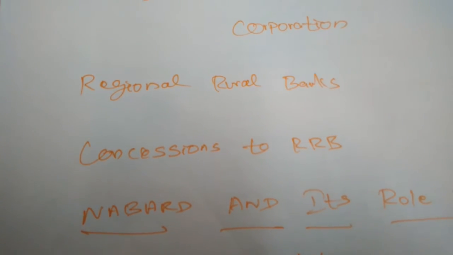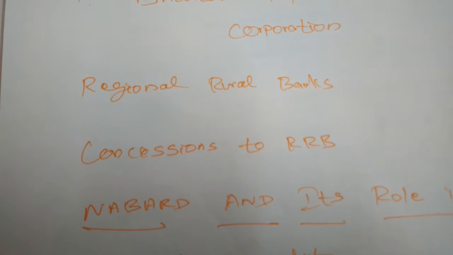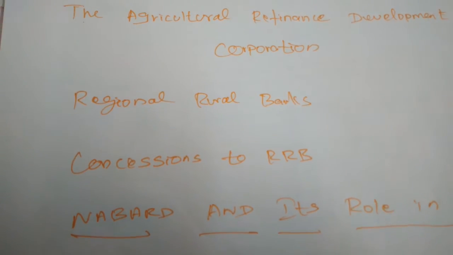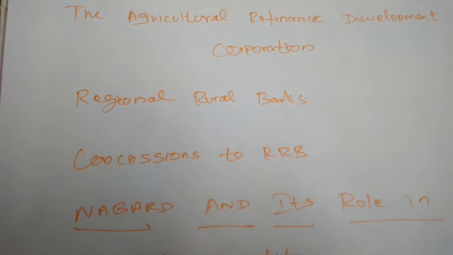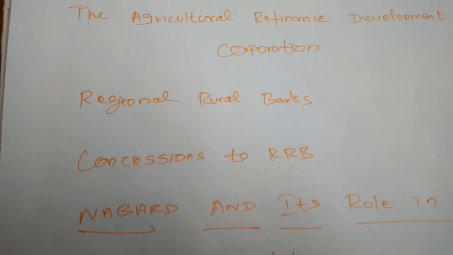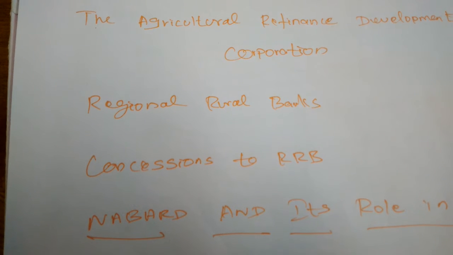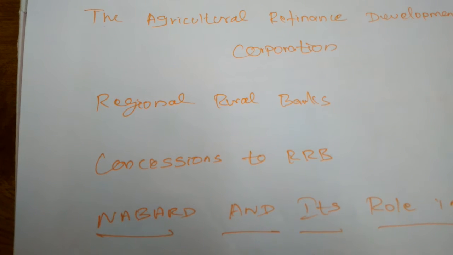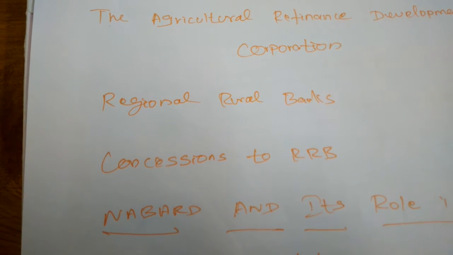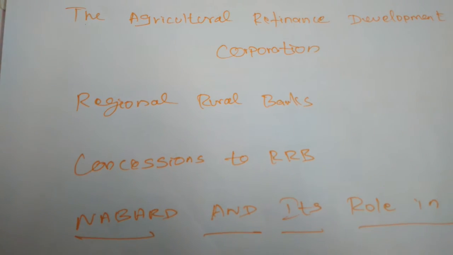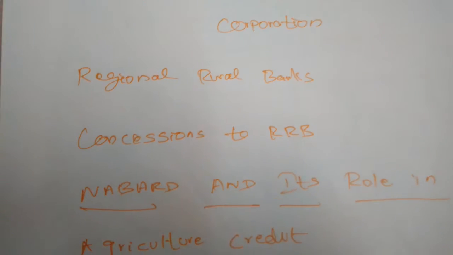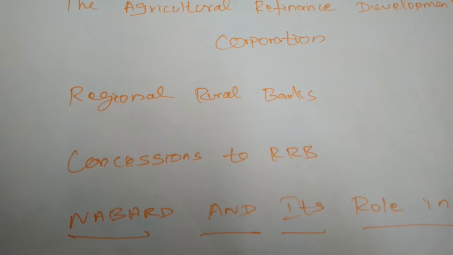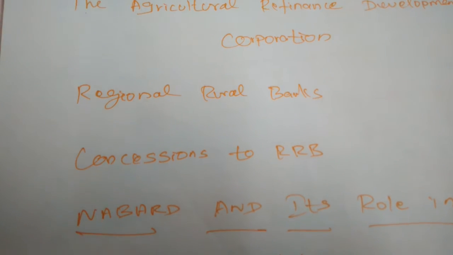Next, concessions to RRBs. The concessions to regional rural banks: from the beginning, the sponsor banks have continued to provide managerial and financial assistance to RRBs and also other concessions such as a lower rate of interest and later borrowings from sponsor banks. And there are some ways of conducting regional rural banks provided by the state government, the central government, and the Reserve Bank of India.